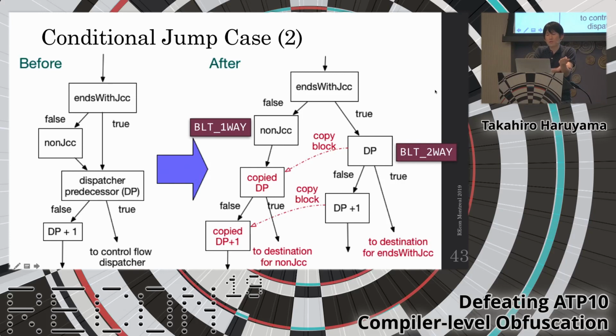In conditional jump case 2, the dispatcher predecessor and non-JCC have different block types, so we can't append the code to non-JCC's tail. Instead, copy the basic block. About the false case block, the false case block number should be the conditional block number +1. So this block should be copied as well.